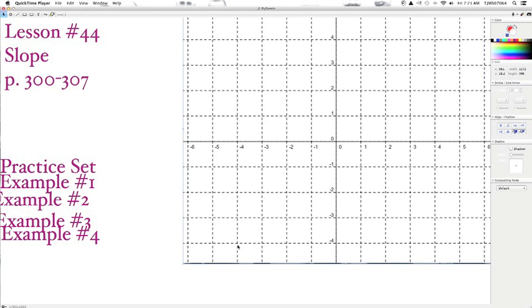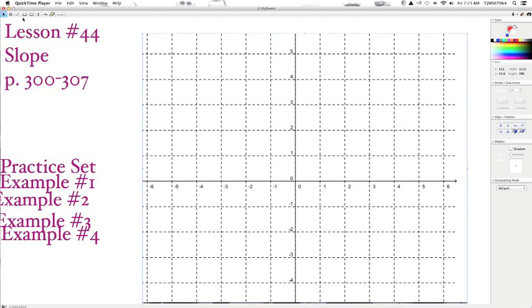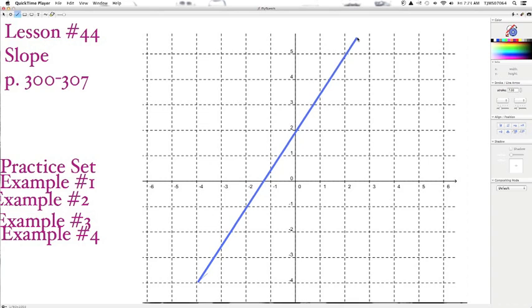Well, if we have a line that looks like this, and it goes through these points. Let me change something here. And the line goes through these points, like that. We will look at the points where this line crosses an x and a y axis. There, there, there. And now we look at rise over run.